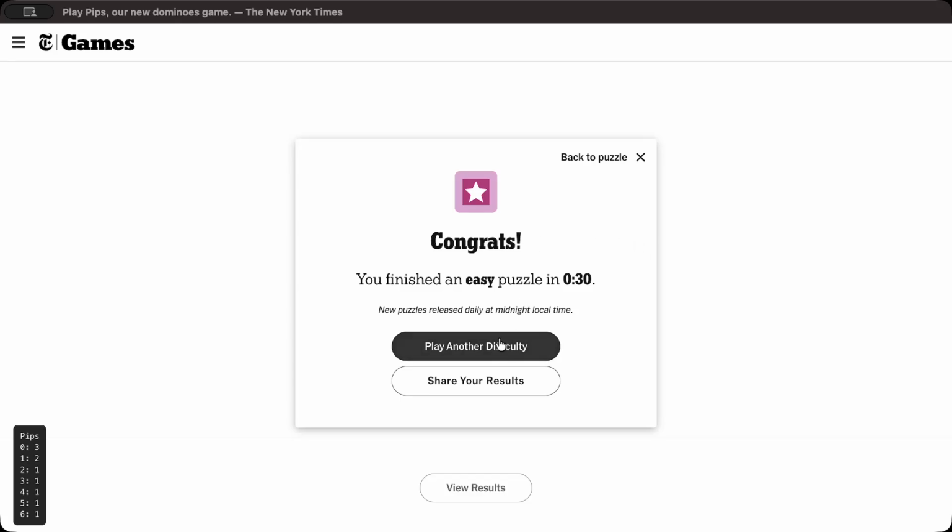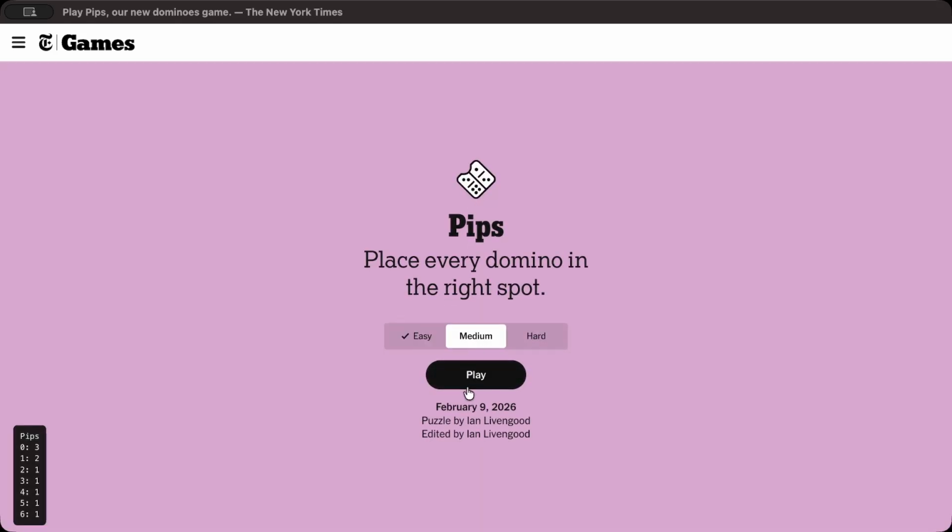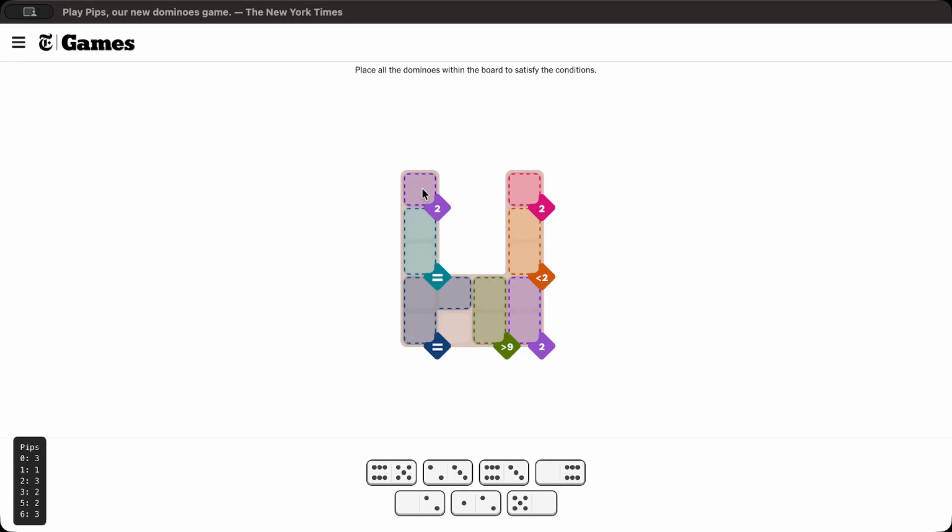Pretty quick. Let's go on to the medium. 2 and 2. We have 3 2s. This has to be equals. This has to equal 2.